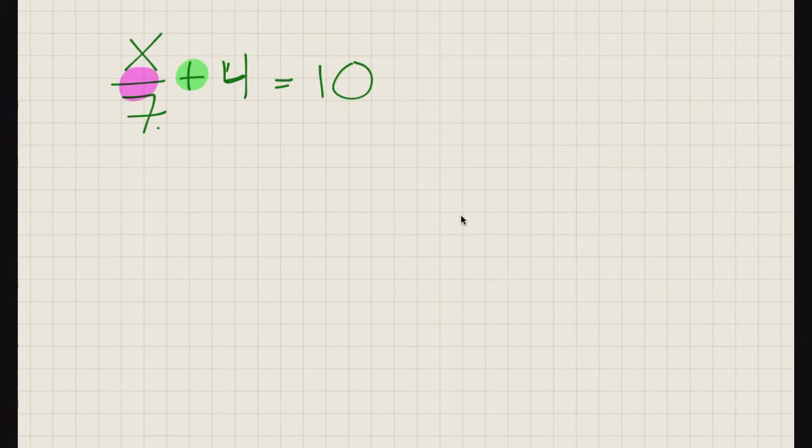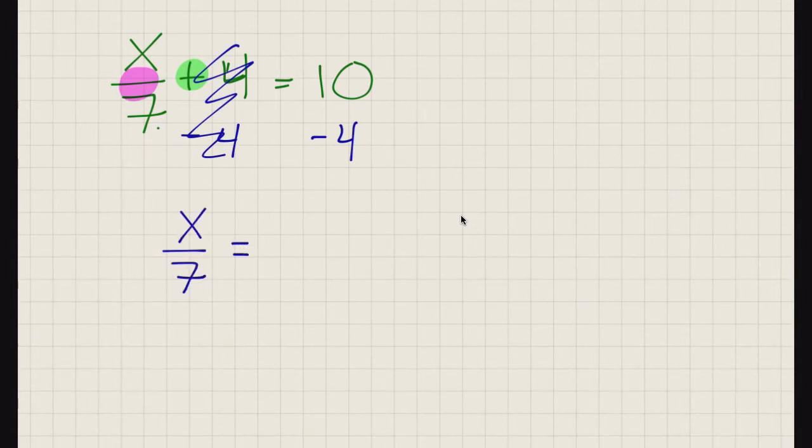Which order am I going to do them in? What would be the most effective, most efficient way to solve this? I'm going to subtract 4 first, then I'll multiply what's left by 7. Excellent. Very good. All right, so let's go ahead and do that. I'm going to subtract 4. Solve like a single problem. 4's go away. Carry down what's left.